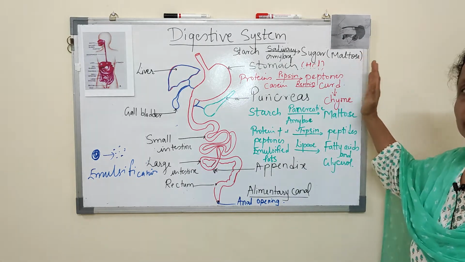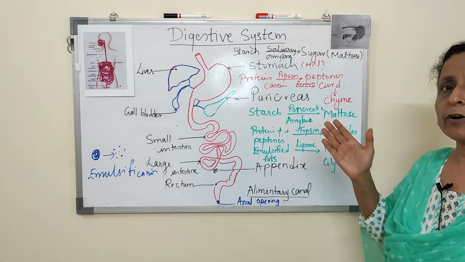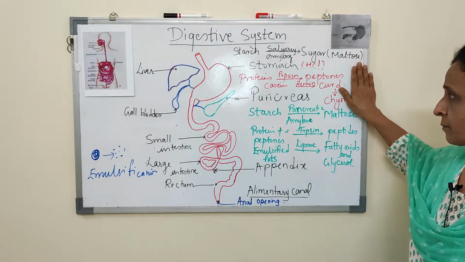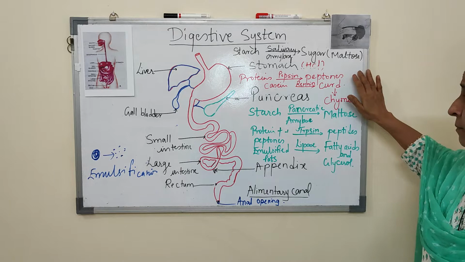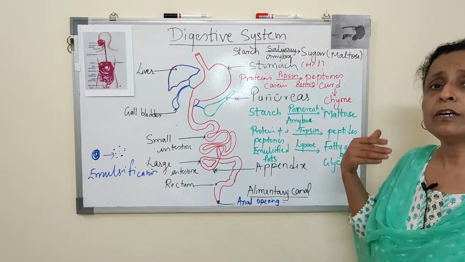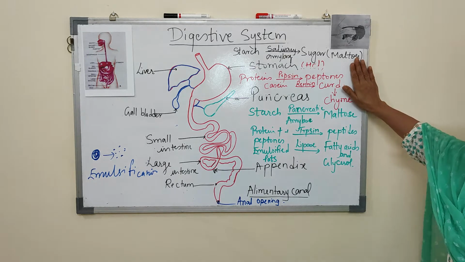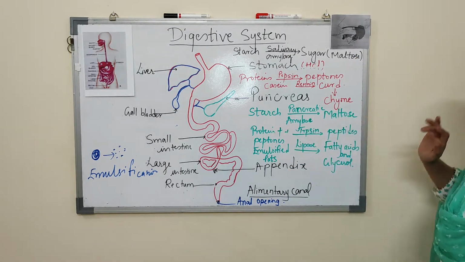So it is not very straight and simple. You have to remember step by step what is happening where. You have to be clear about this. And once the concepts are clear, you will be able to study further and clear the NEET also. Now protein, peptones, trypsin becomes peptides.